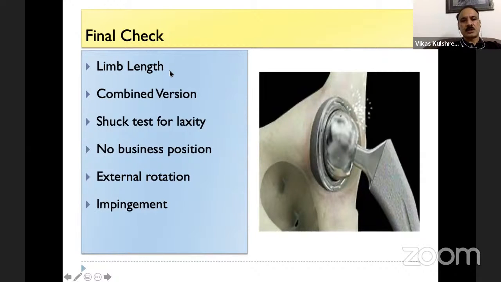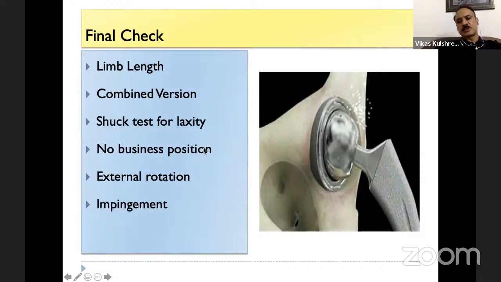Some people just use the knee and heel test. So there are two or three things you should use to see whether your limb length is restored properly or not. After the length comes the version, which is the coplanar test we described last time. So the coplanar test should be done. For the laxity, you should do the shuck test.